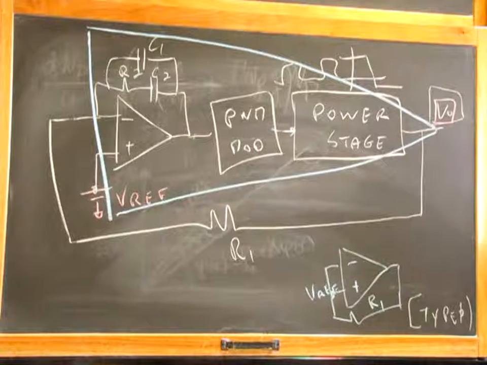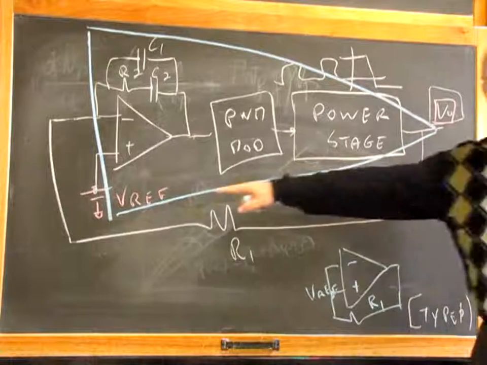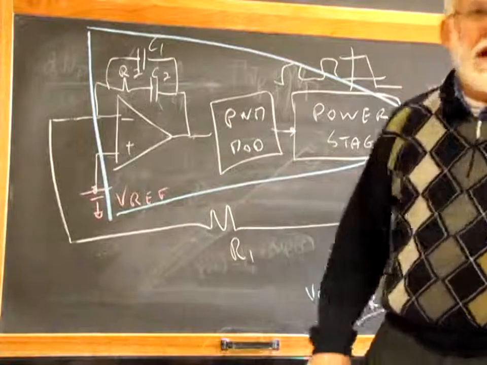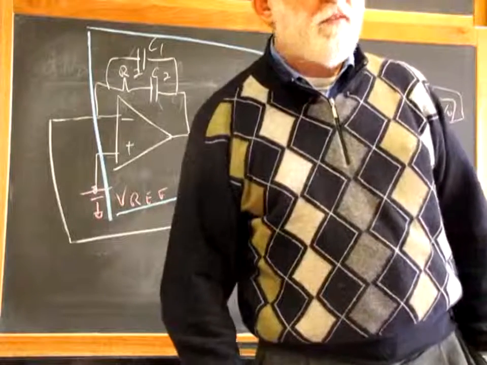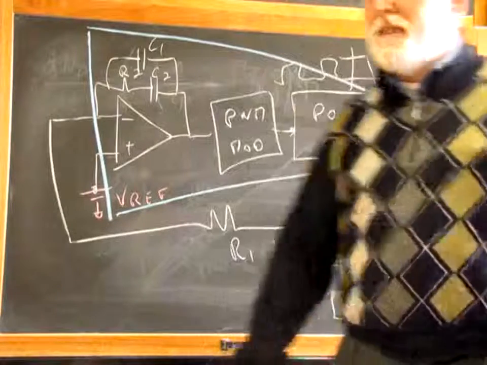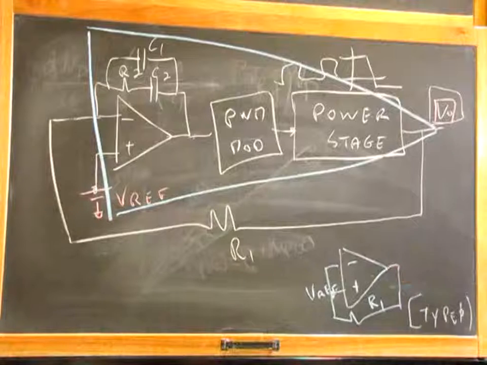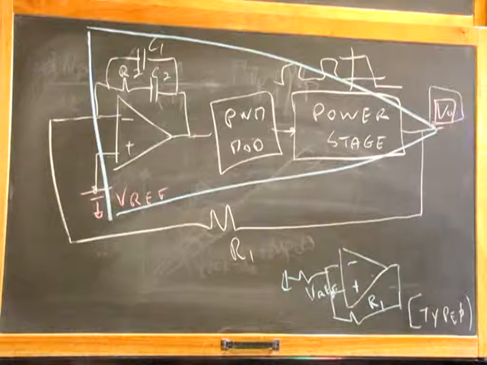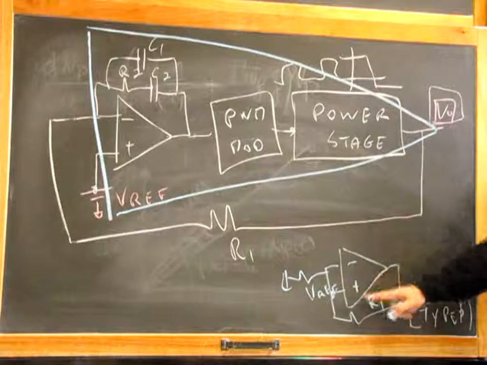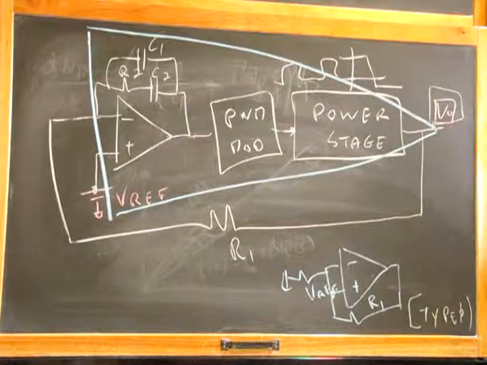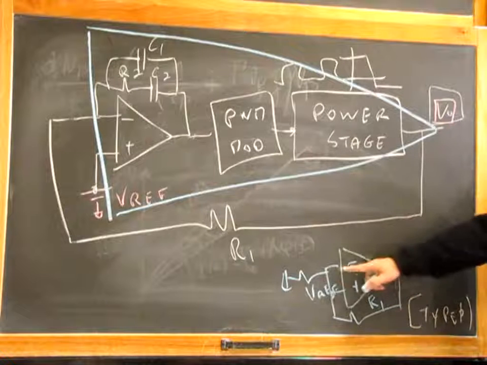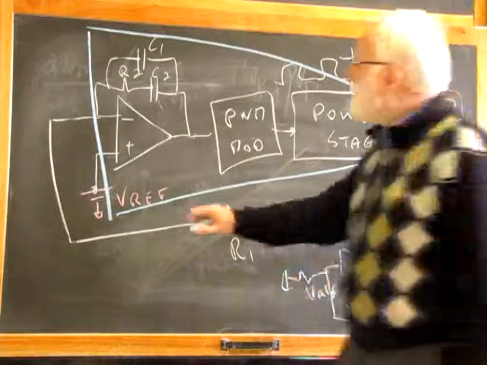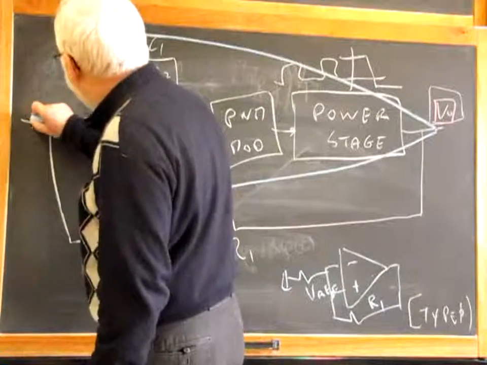If I want to increase the output voltage with respect to the reference voltage, I need to use not a voltage follower, but a non-inverting amplifier. And how do I transform a voltage follower into a non-inverting amplifier? I have to add here one resistor. So this is basically the standard non-inverting amplifier. And the resistor is between the negative, inverting input and ground.